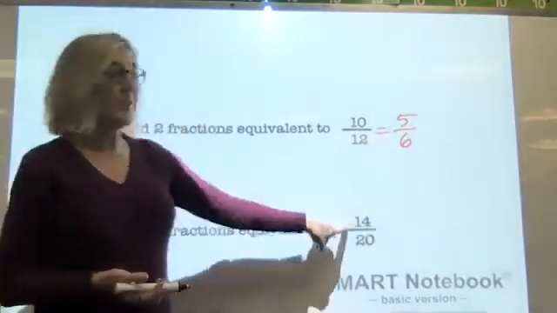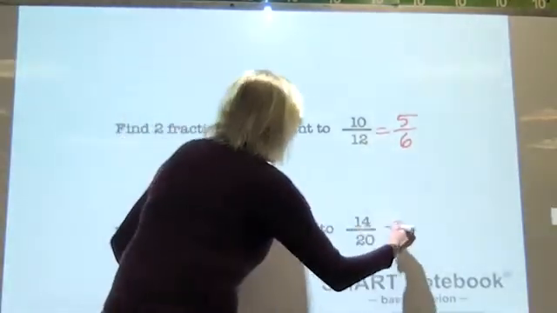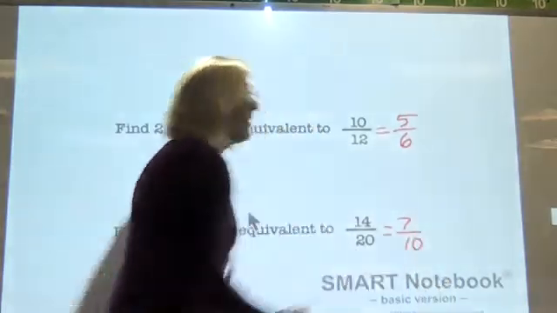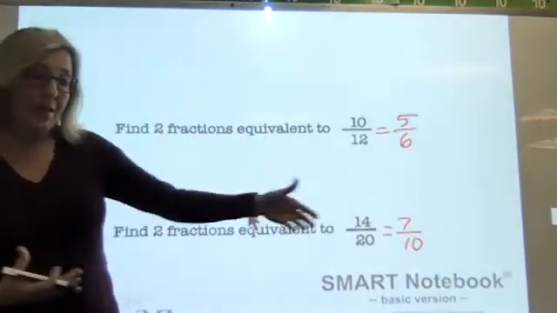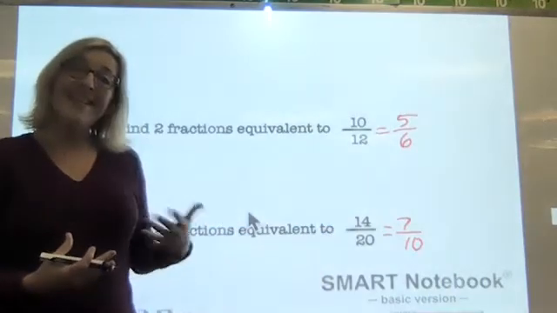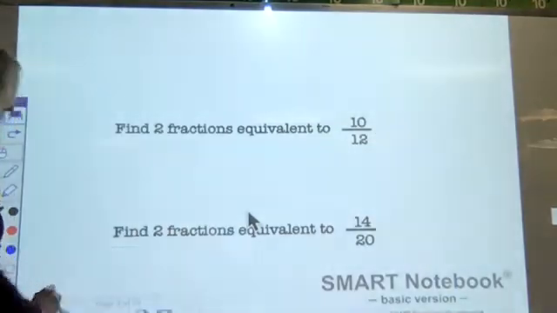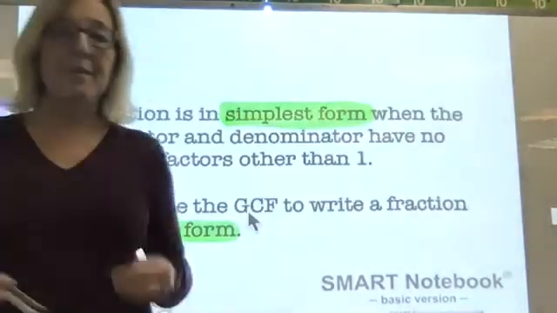All right, what about 14/20? Well, I know 2 is a factor of both 14 and 20. That would give us 7/10. And then to find another equivalent fraction, we would have to use multiplication. Okay? But I like the idea of using division because of what we're talking about today. And what we're talking about is simplest form.